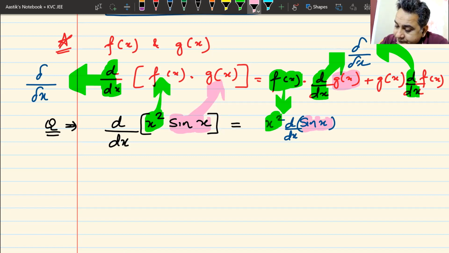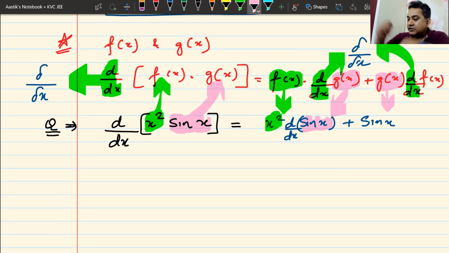Then what do I do next? Then I take the red function, which is the second function, which is nothing but sine x. I hope you are able to understand. So I'm drawing arrows everywhere, marking them out so that you are able to understand where and how functions are coming.